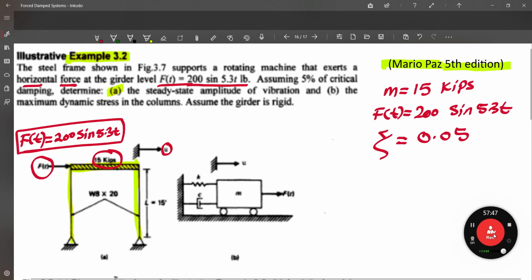First, we need the steady state amplitude of the vibration. And B, the maximum dynamic stress in the columns. Assume the girder is rigid. Okay, take care of these words. Okay, let's see how we are going to start our solution.